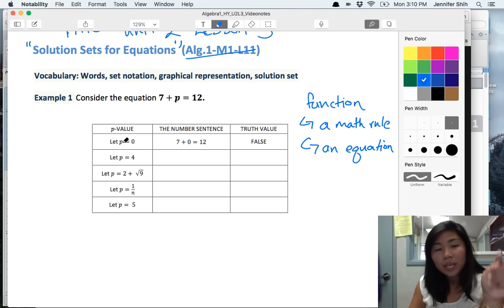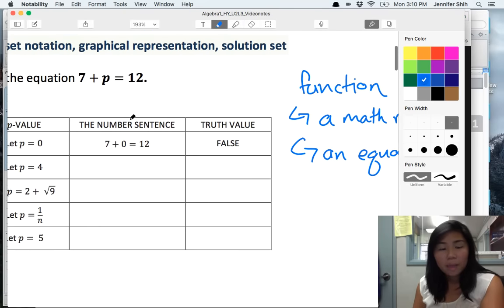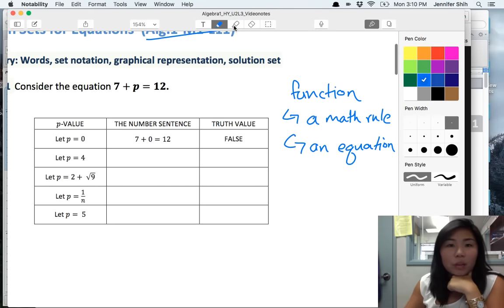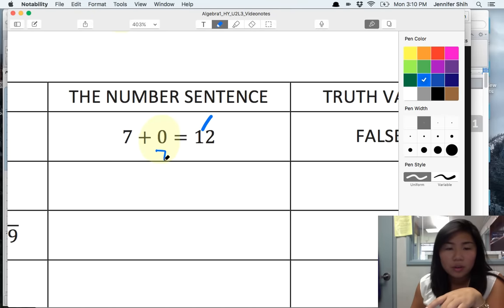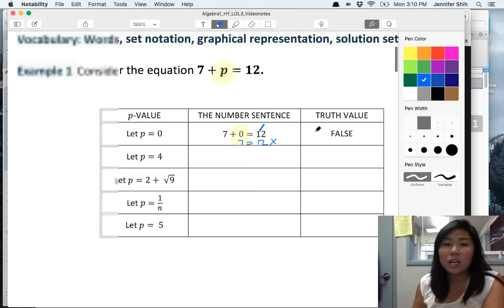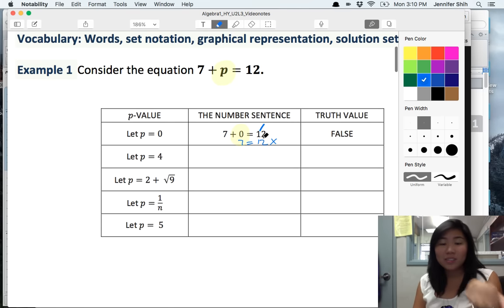If we let p equal 0, I'm going to zoom in right here, I'll highlight it. Then we get 7 plus 0. Is that equal to 12? And then you go, no, 7 plus 0 is 7. Equal to 12? No, so it is false. It is not a true value. It does not belong in the solution set. 7 does not equal 12.